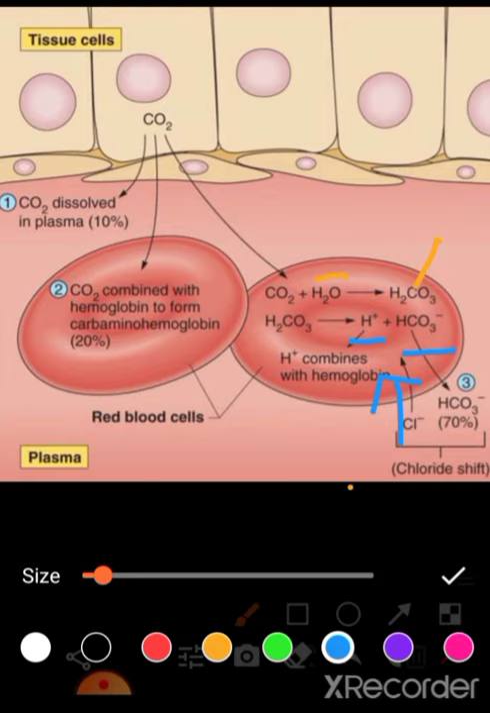Okay, and in the third step, as carbaminohemoglobin, in addition to water, carbon dioxide combines with hemoglobin and binds with the amine radicals to form an unstable compound called carbaminohemoglobin. So this is all about the chloride shift, which is also called Hamburger's phenomenon.